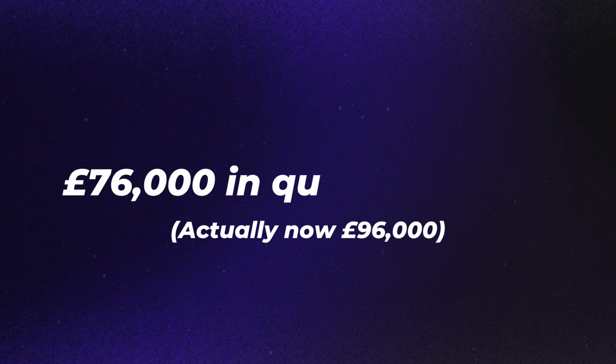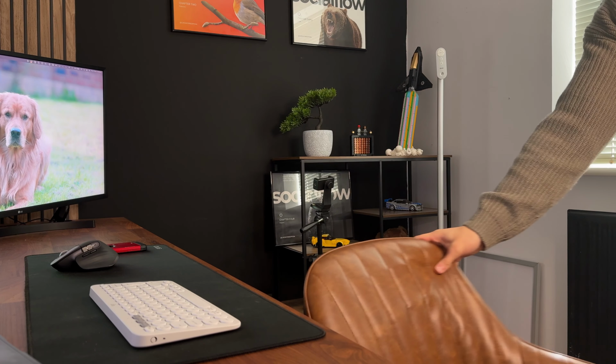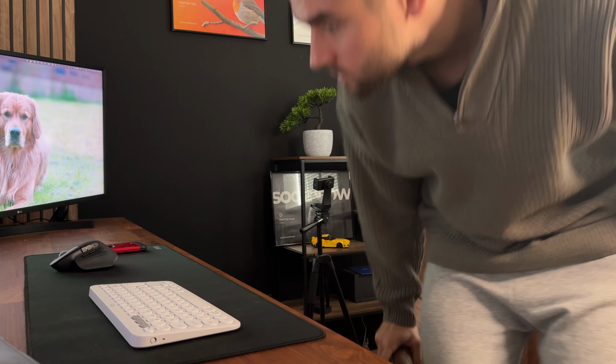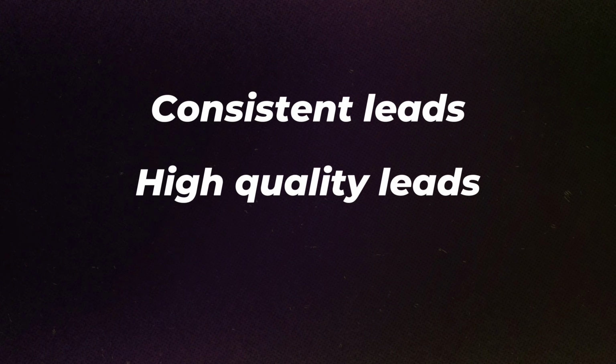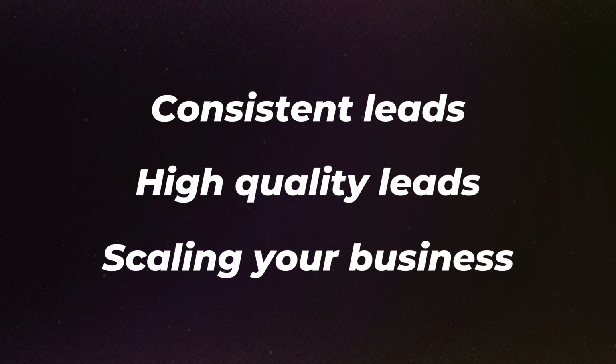This system is responsible for bringing in over £76,000 of qualified leads to my client in less than 90 days. We've completely transformed my client's marketing strategy, and the best part is he only spends a few hours a week maintaining the marketing system, and the automated system does the rest. If you're struggling with getting leads consistently, getting high quality leads, and scaling your business to the next level, then this 6-step system will act as a guide on how you can reliably and predictably scale your business to the next level.